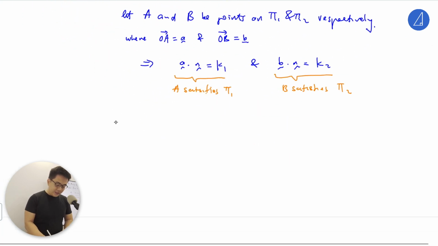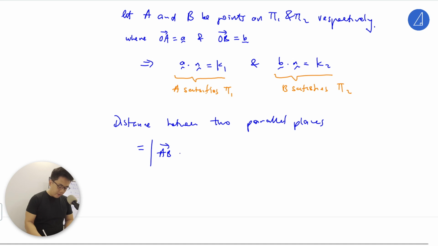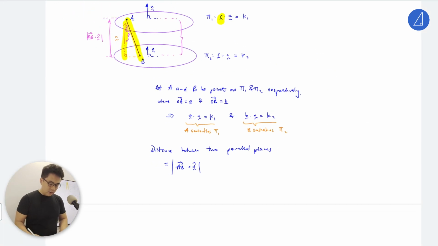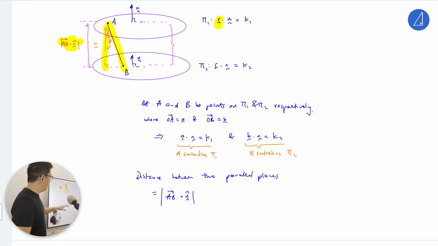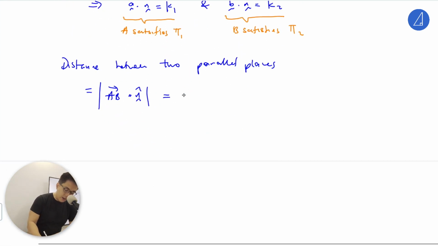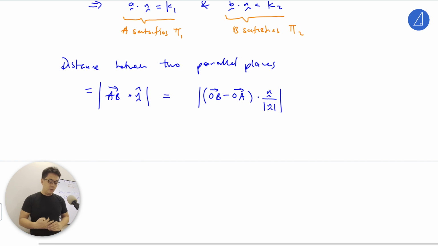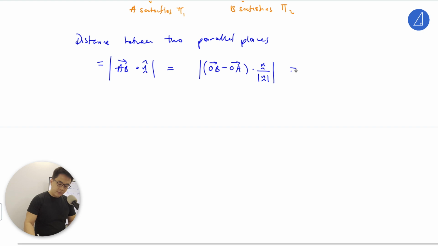So the distance between two parallel planes will be modulus AB dot n unit vector. There you go. This guy is nothing more than just magic triangle. So what you do is this guy will be OB minus OA. Unit vector just means that you divide by its magnitude to make it one. So this will be B minus A dot n over mod n.